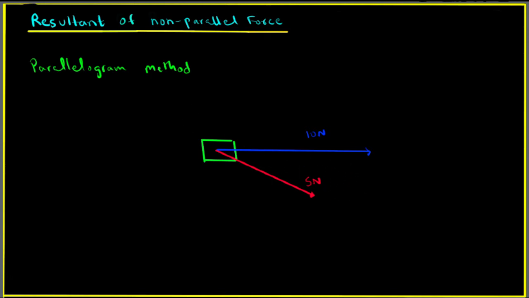So first of all, the first thing we need to do is to make the parallel vectors to the forces that are already here. So we can make a line that is parallel to this 5 Newton force, which precisely looks like this. And then we need to make a line that is parallel to the 10 Newton force. So this is parallel to the 10 Newton force. And what do we get? We get a parallelogram, right? And then we just need to connect the diagonals of this parallelogram, which I can do like that.